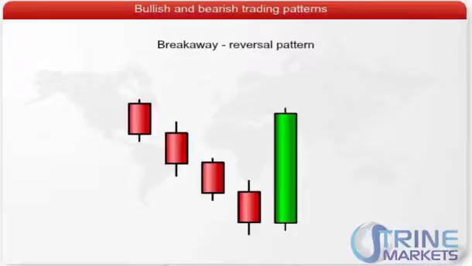Breakaway. This is a reversal pattern with 5 candlesticks and indicates a bullish or bearish outlook. In the bullish pattern, the first 4 candlesticks are red, falling, and the 5th candlestick is green, longer than average, and closes above the preceding candlesticks.